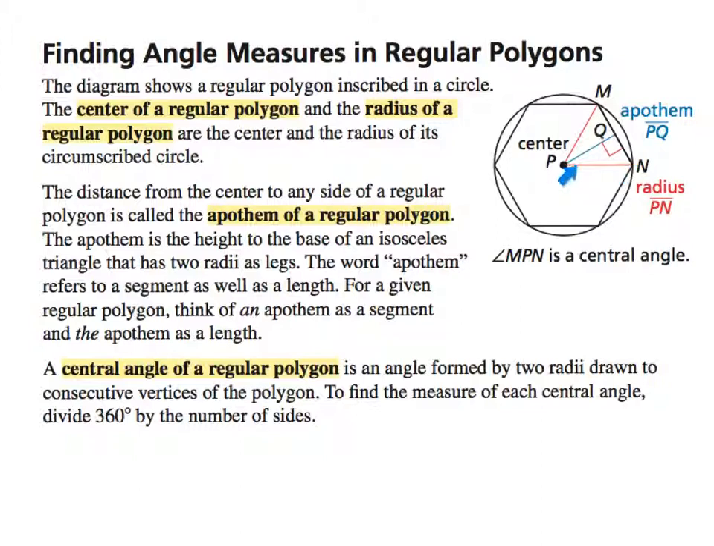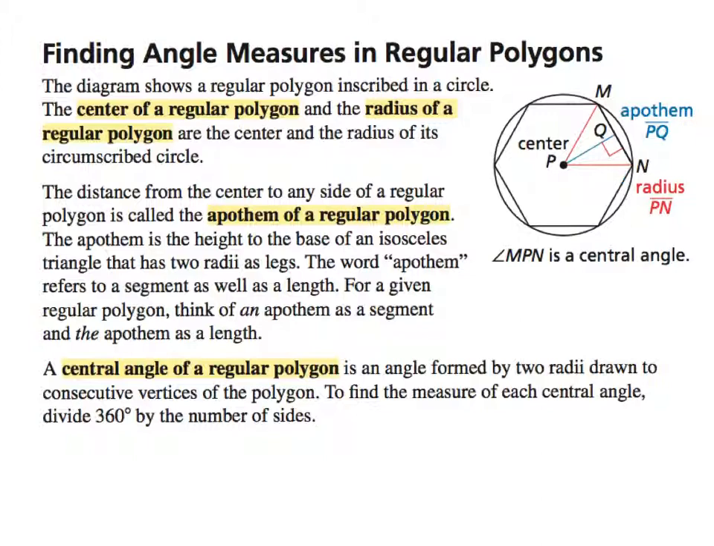The distance from the center to any side of the regular polygon is called the apothem of a regular polygon. But make note of this: the apothem is the height to the base. So obviously it forms a 90-degree angle, but it's of an isosceles triangle, and that isosceles triangle has legs that are radii. You'll notice that segments PM and PN are radii. They're each a radius. Therefore, these two red segments make an isosceles triangle.